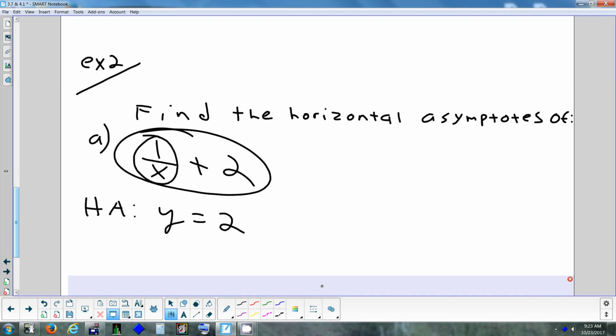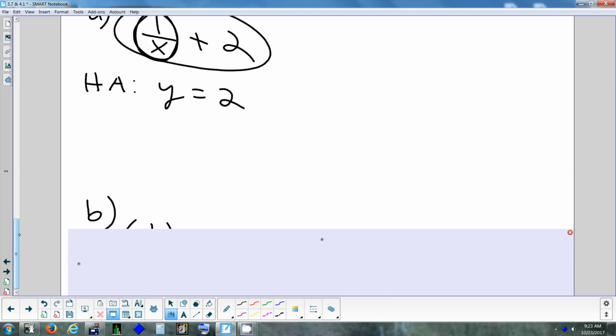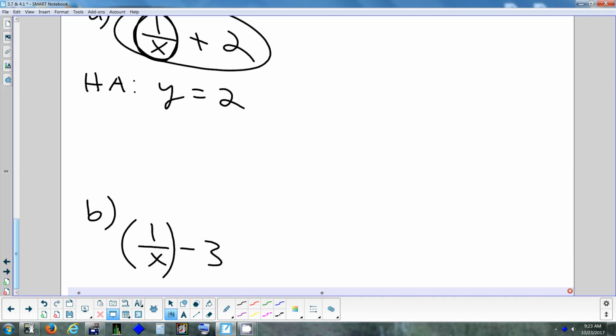Will it ever reach 2? No, it'll never reach it. Because no matter how big you make x, this fraction is always going to be at least a very, very, very small number. It'll never be 0. Okay. How about this one?